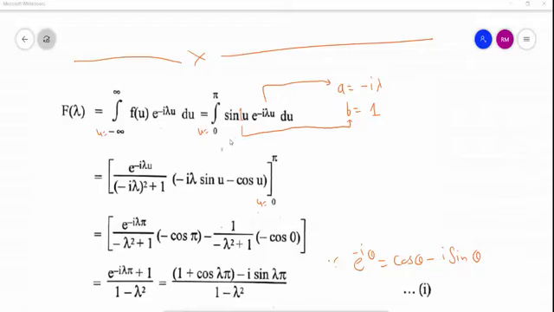So to evaluate this integration, we have to use the formula for the integration of the product of an exponential function with a sine function, e raised to ax into sin bx. That result we already revised in the previous slide. So here a is equal to i lambda, the coefficient of u, and b is equal to this one, the coefficient of u in the sine function, that is 1.